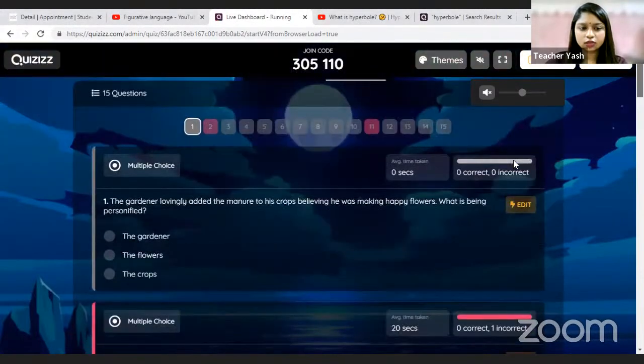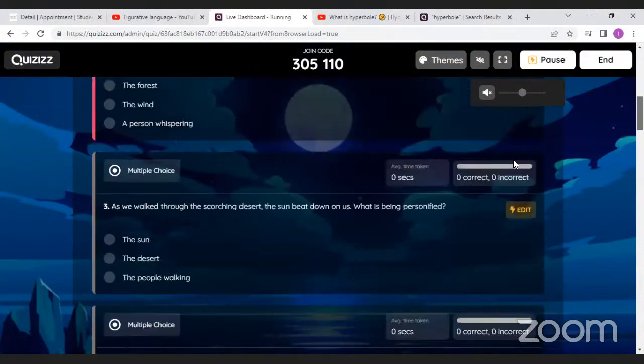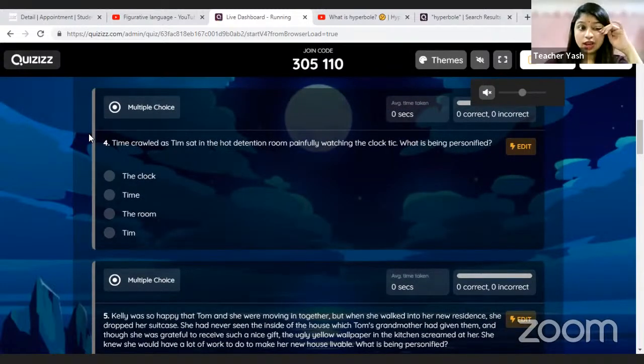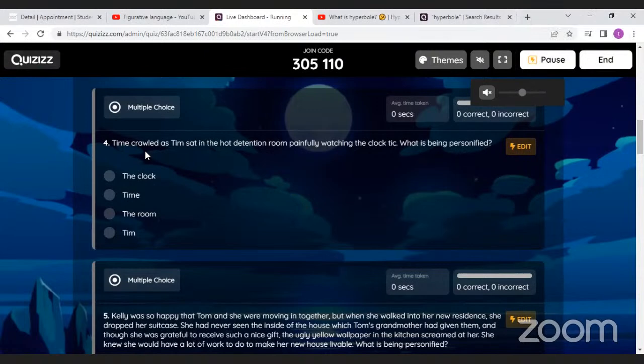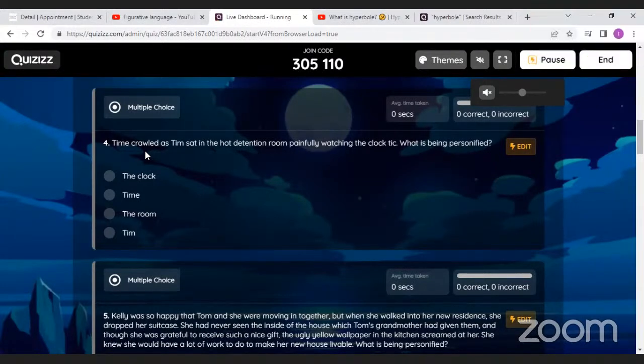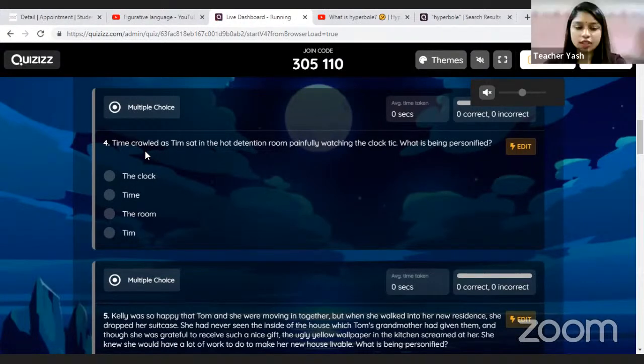Time crawled as Tim sat in the hot detention room, painfully watching the clock. Okay. So time crawled. Crawl. You know the baby crawl? You know the baby who cannot walk? They will put their hand and leg on the floor and then they will move. That is crawl. Understand?